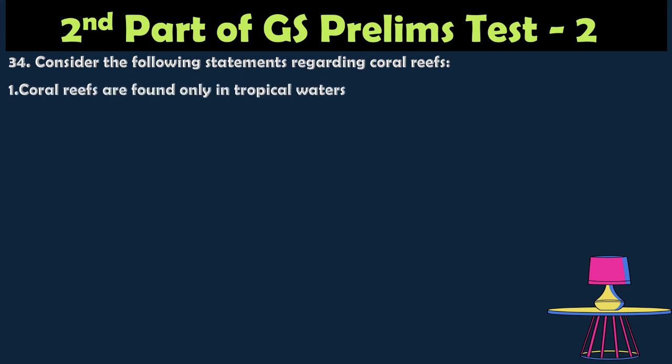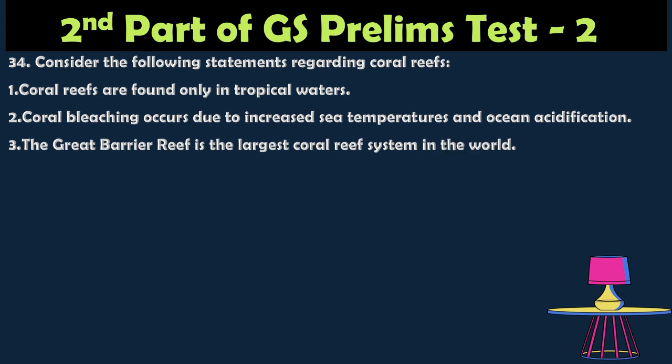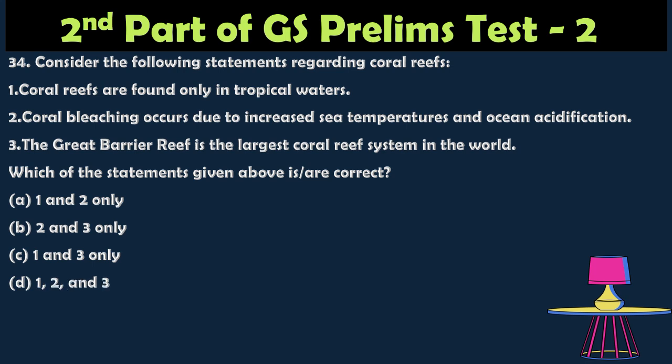The first statement is that coral reefs are found only in tropical waters. Coral bleaching occurs due to increased sea temperature and ocean acidification. The Great Barrier Reef is the largest coral reef system in the world. Which of the statements given above is correct? Option A, 1 and 2 only, option B, 2 and 3 only, option C, 1 and 3 only, option D, 1, 2 and 3.